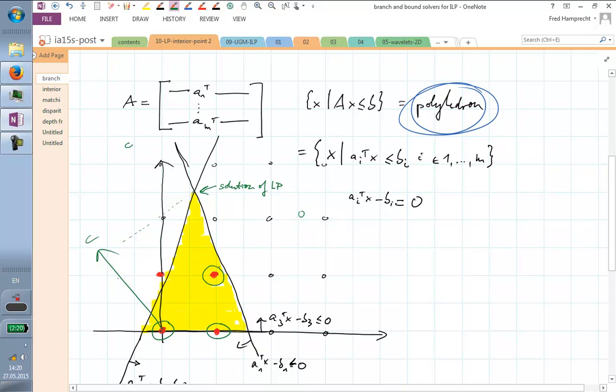Now, a typical way to solve the integer linear programming problem is to say that we want to start by solving the LP, and then we impose the integrality constraints afterwards.